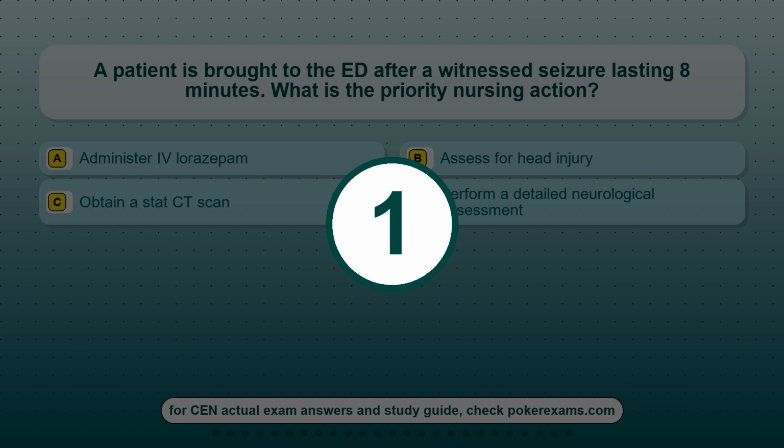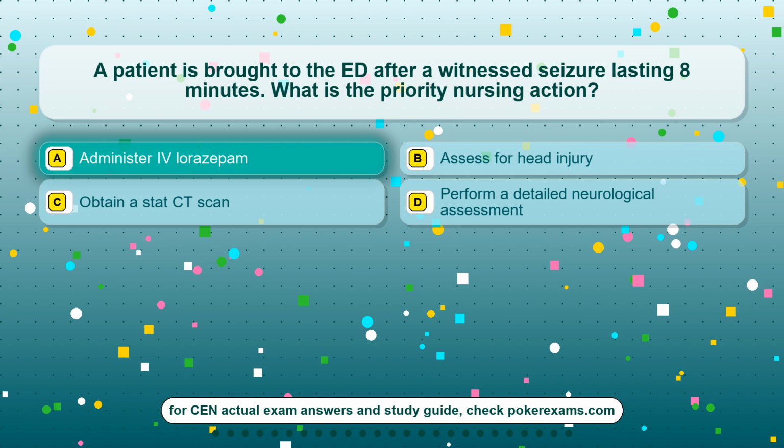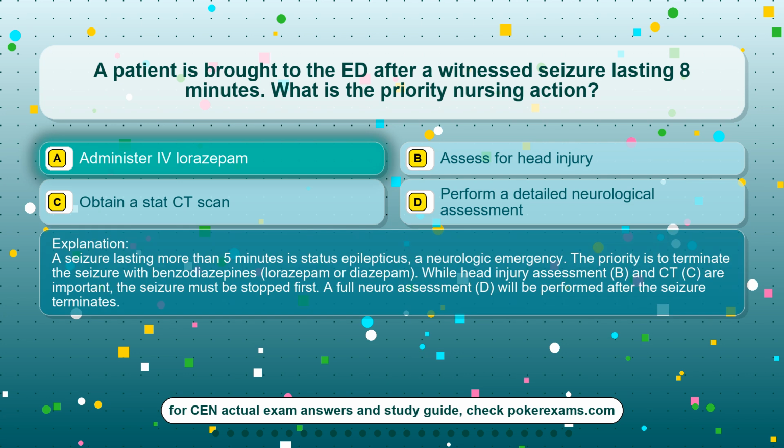The correct answer is option A. Administer IV lorazepam. A seizure lasting more than 5 minutes is status epilepticus, a neurologic emergency. The priority is to terminate the seizure with benzodiazepines, lorazepam or diazepam. While head injury assessment, B, and CT, C, are important, the seizure must be stopped first. A full neuro assessment, D, will be performed after the seizure terminates.